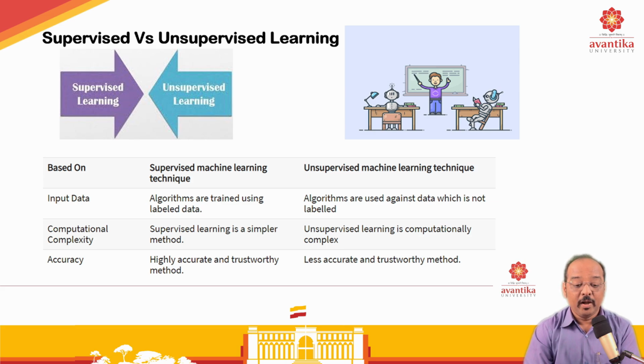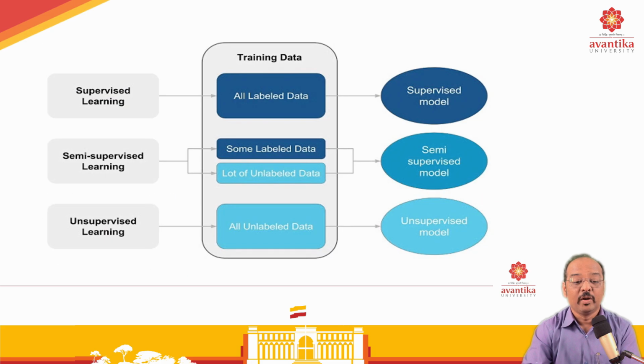Accuracy: supervised learning is a highly accurate and trustworthy method, while unsupervised learning is less accurate, since we need to check and clusterize the unstructured data. These are some overviews of unsupervised and supervised learning algorithms.